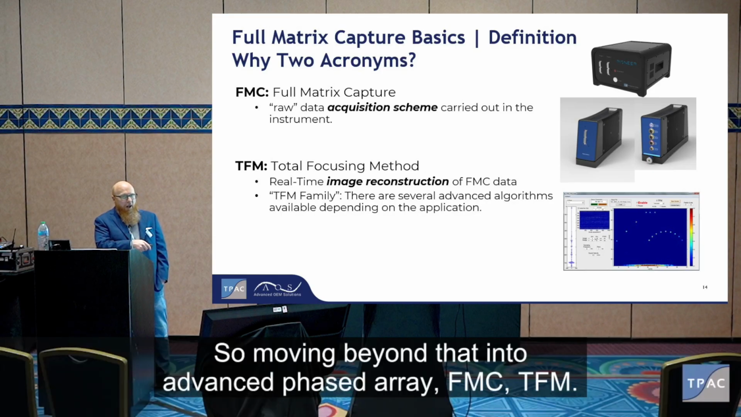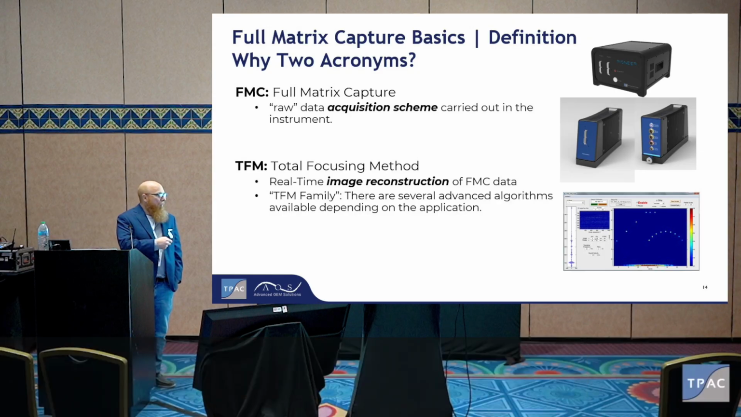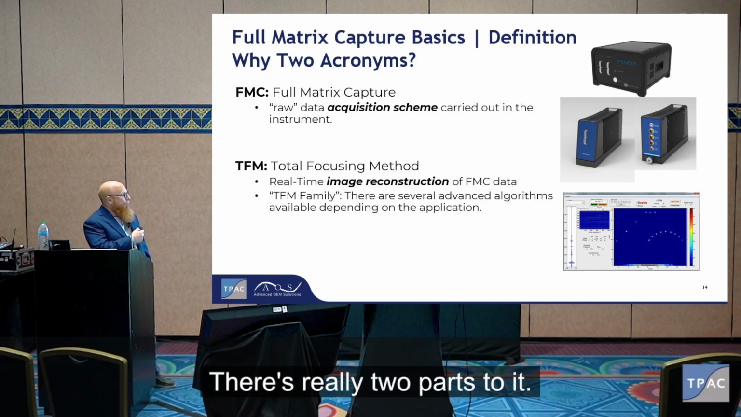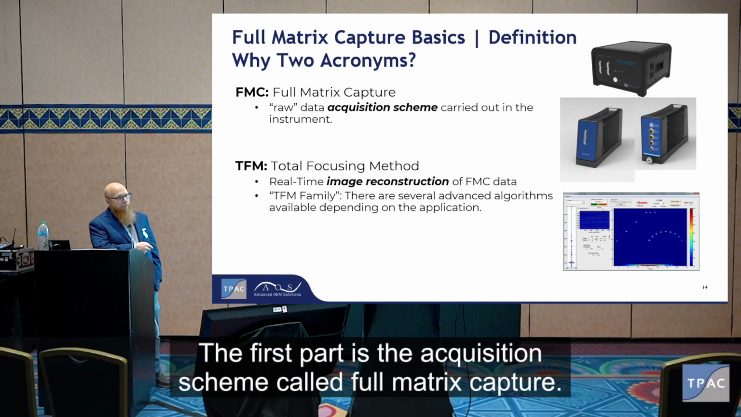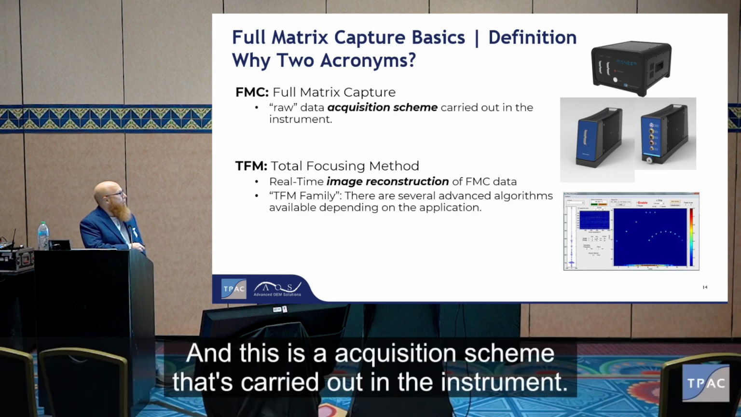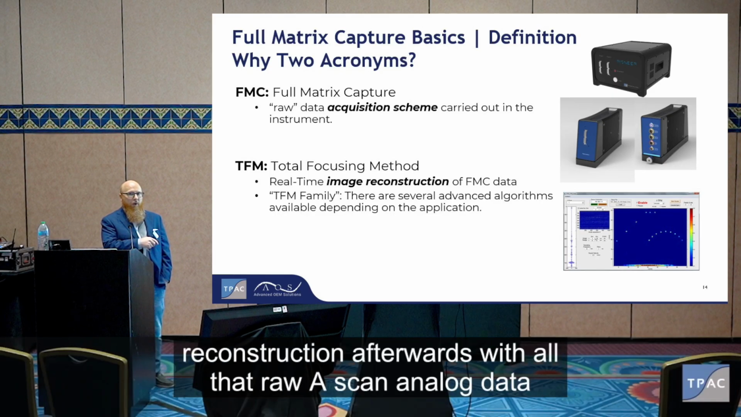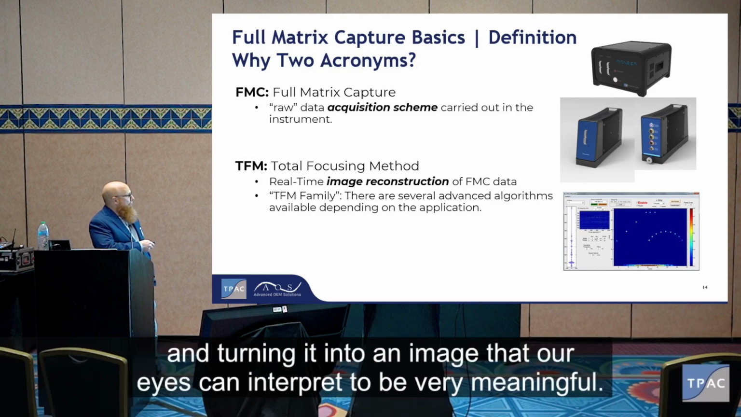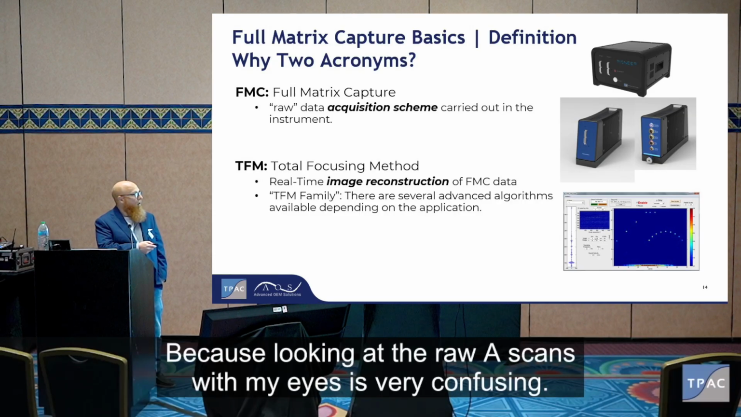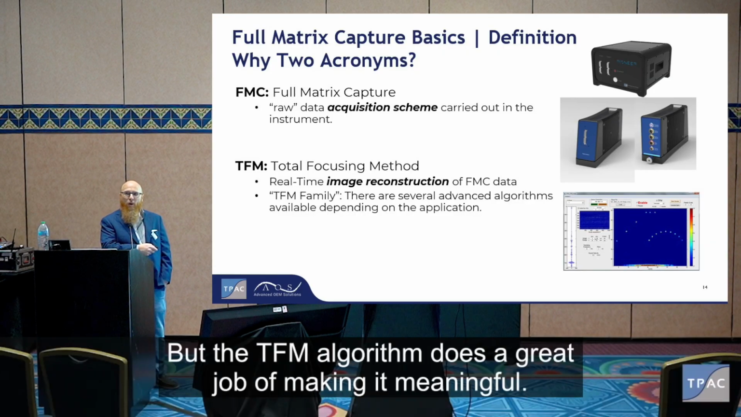So moving beyond that into advanced phased array, FMC, TFM, these terms are thrown around a lot. There's really 2 parts to it. The first part is the acquisition scheme called full matrix capture. And this is an acquisition scheme that's carried out in the instrument doing the analog part of the work. Total focusing method is the image reconstruction afterwards, with all that raw A-scan analog data turning it into an image that our eyes can interpret to be very meaningful, because looking at the raw A-scans with my eyes is very confusing, but the TFM algorithm does a great job of making it meaningful.